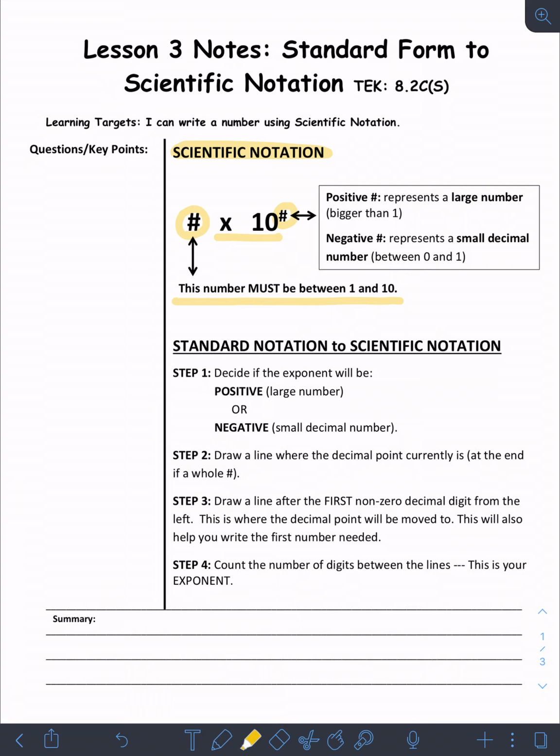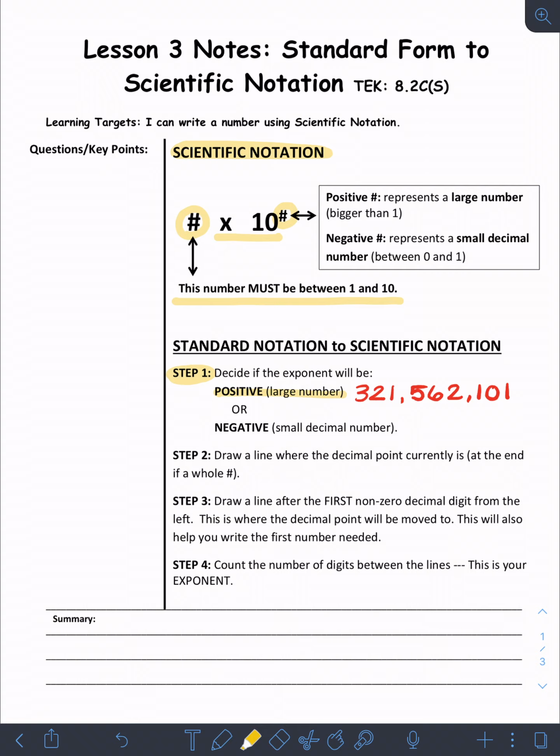Okay, so when we go from standard notation to scientific notation, there are 4 steps. Okay, so step 1, you have to decide if the exponent is going to be positive or negative. Okay, so for example, if you have a very large number, let's say 321,562,101. Okay, that's a really large number. Okay, so if you have a number that's large like that, your exponent is going to be positive.